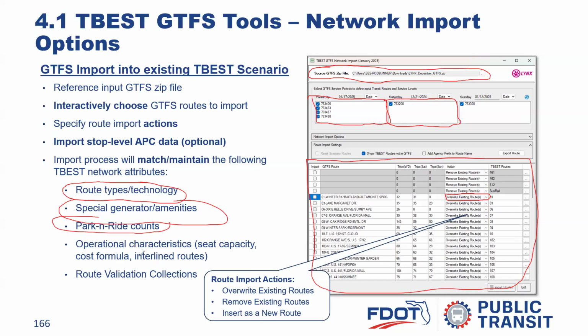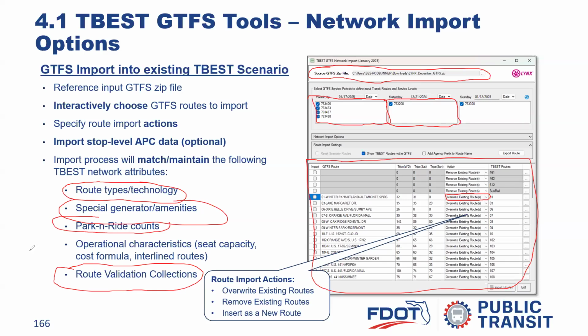So that's pretty handy, as well as the route validation collections, right? So basically, if this new Route 1, it's all the Route 1 patterns are in a validation collection for Route 1, it will insert whatever new patterns into Route 1, right? So it maintains the collections as well for the validation. So you don't have to worry about that part.